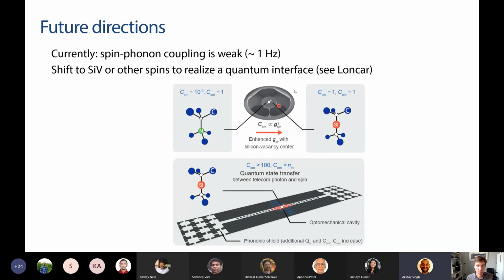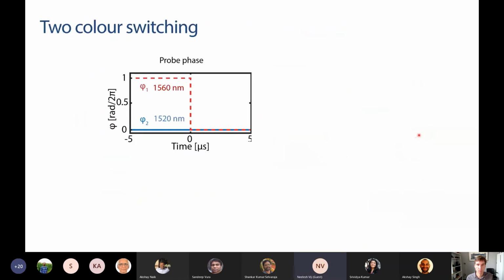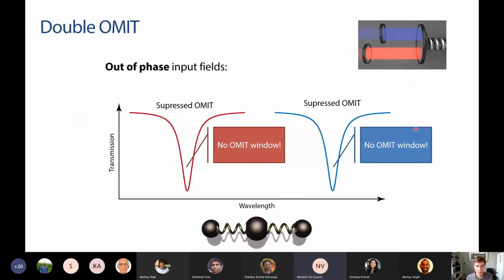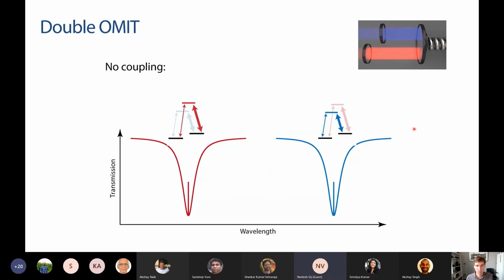Hello, am I audible? Yes, you're audible. Please go ahead. Okay. So for the optomechanically induced transparency experiment that you showed, you depicted a 3-level system there. Does that mean you're operating in a low temperature regime, because of which you have just 3 levels here?